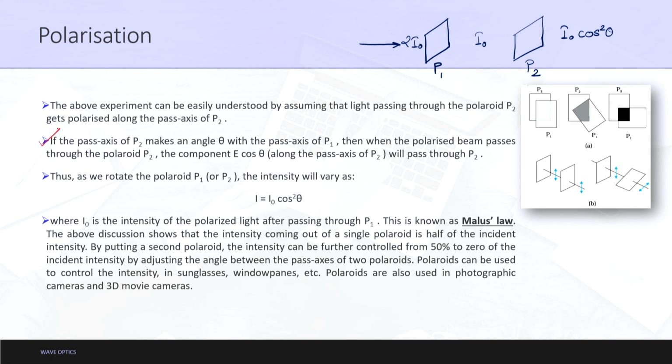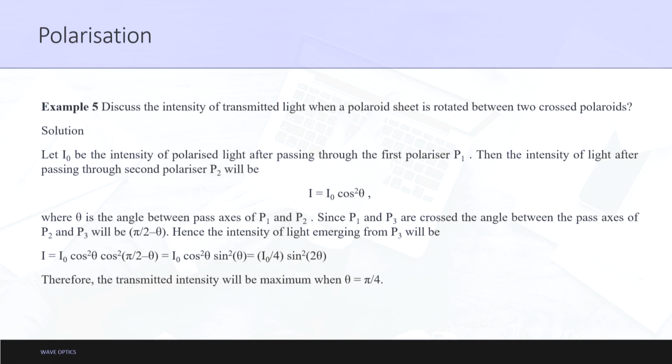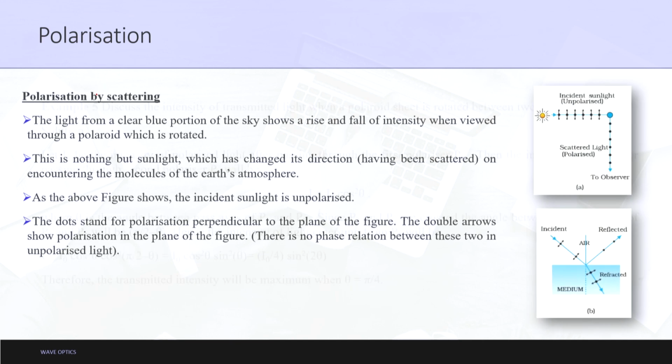So, if the pass axis of P2 makes an angle theta with the pass axis of P1, then the intensity after moving through both Polaroids will be I equal to I naught cos square theta. This is nothing but known as Malus law. So this is also done. This example 5 was also explained in the last lecture. Let us move on to today's discussion.